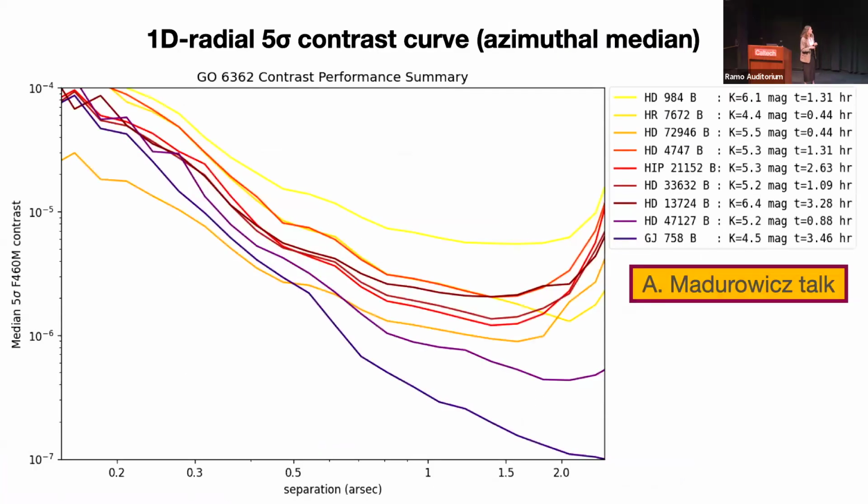And I'll also just show, again, and thanks to Alex for this, the 5 sigma contrast curves that we're getting from this program. Again, these are preliminary, so just take it with a pinch of salt at the moment. But we're really probing down into these contrasts. And I will say this is not coronagraphic imaging. This is with NIRSpec IFU.